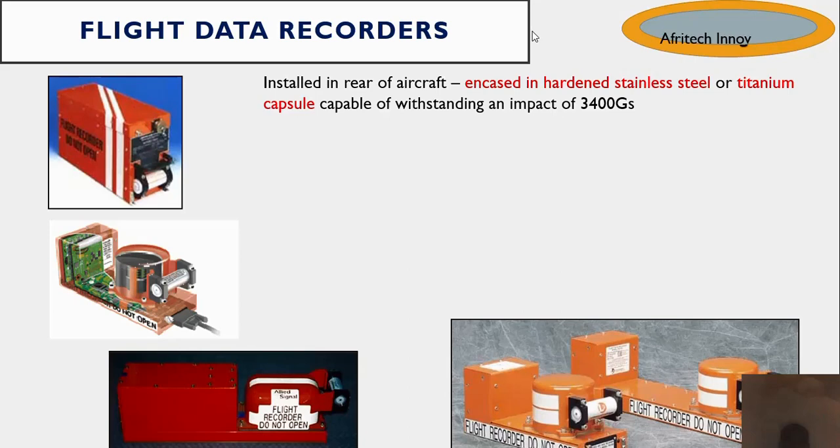and it is installed in the rear of the aircraft, encased in a hardened stainless steel or titanium capsule capable of withstanding an impact of 3,400 Gs. That means titanium is a very strong metal that can withstand impact, and hard stainless steel, so they use any of those.